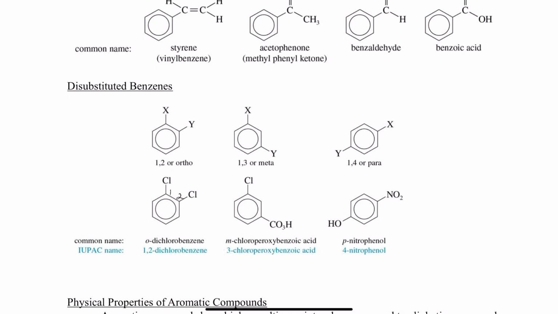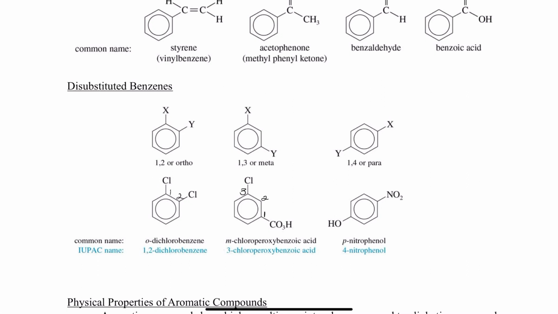Whenever we're in the 1,3 position, we are said to be meta. So this is m-chloroperoxybenzoic acid, or meta-chloroperoxybenzoic acid. Whenever we number, if we have a functional group, that will take priority over all of the other substituents. So this peroxy acid is going to be carbon 1, whereas our chlorine is going to be 3. Chlorine does not take priority over the peroxybenzoic acid.